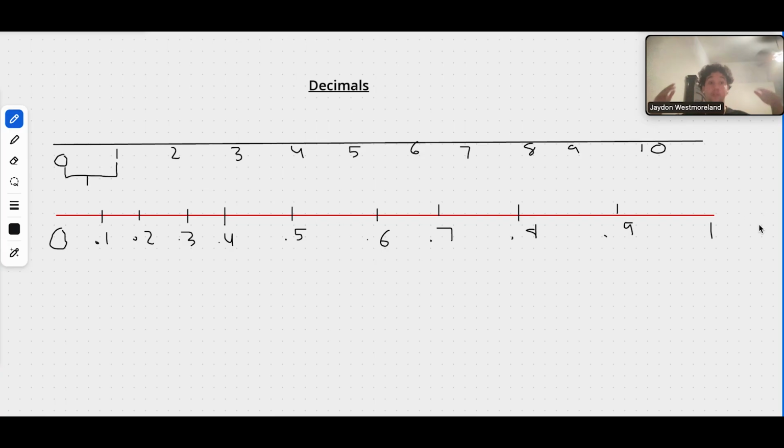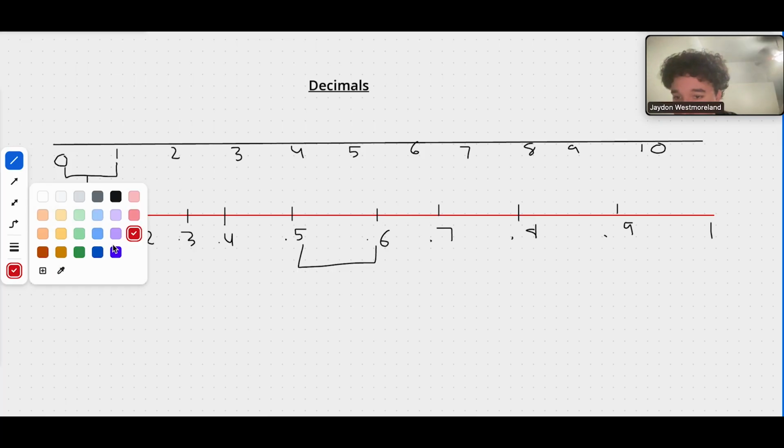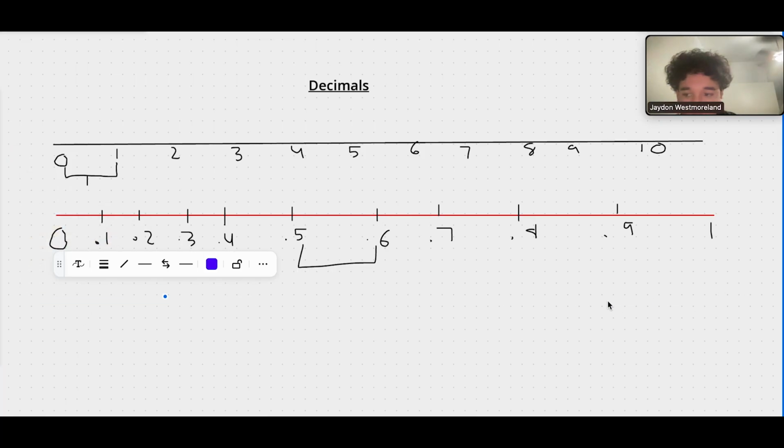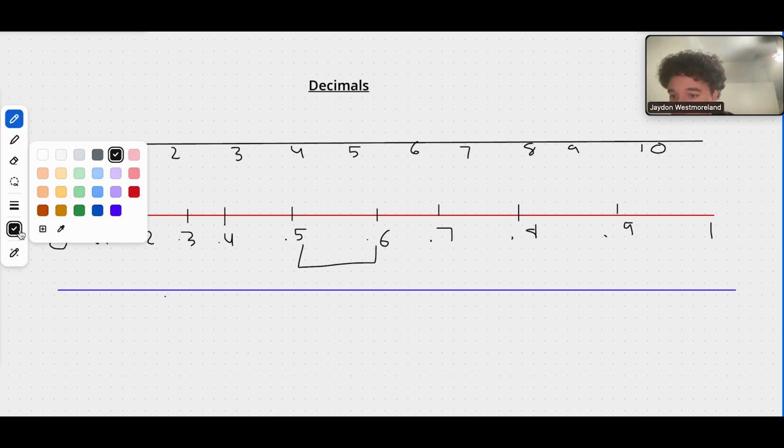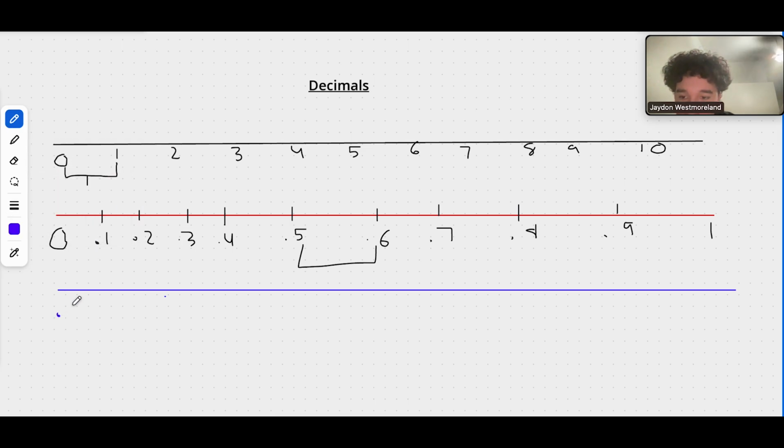But hold up. There's even another one. Let's look, for example, between 0.5 and 0.6. I can create even a new number line here. In this case, we're going to make this one purple. So in between 0.5 and 0.6, there's even its own number line, which is going to be 0.5, 1. And then it's the same thing. We go through 1 through 9 again. So 0.52, 0.53, so on and so forth.